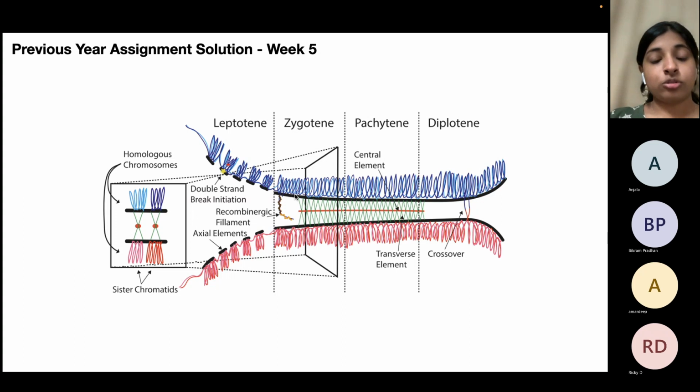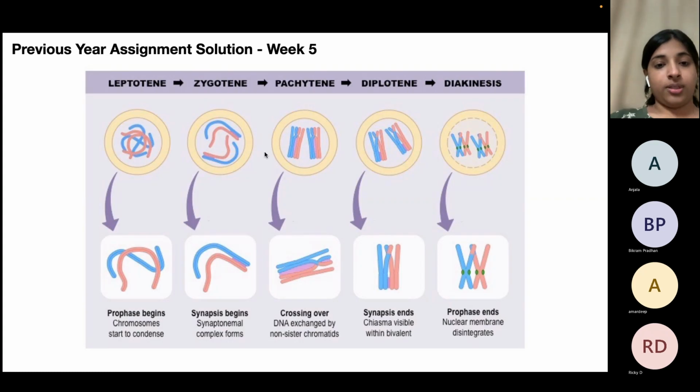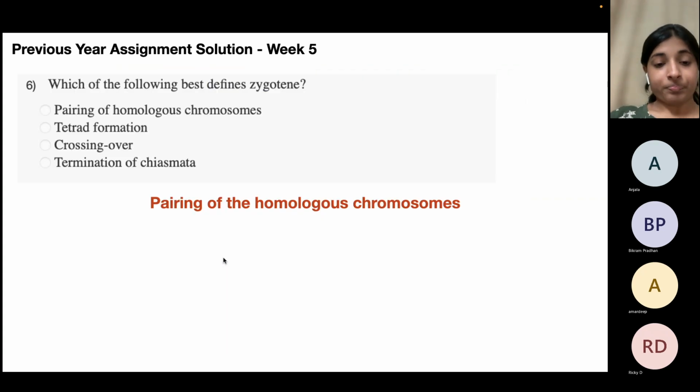Zygotene is where the chromosomes are now recognizing each other and getting paired, and the synaptonemal complex is going to start. It in fact starts in the late zygotene and moves on and becomes completely formed in the pachytene, where the strand exchange happens. So zygotene is the stage where the synaptonemal complex starts forming. It's where the synapsis begins to get formed and tetrad formation starts to happen.